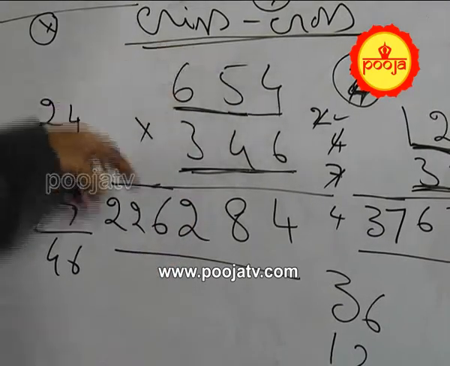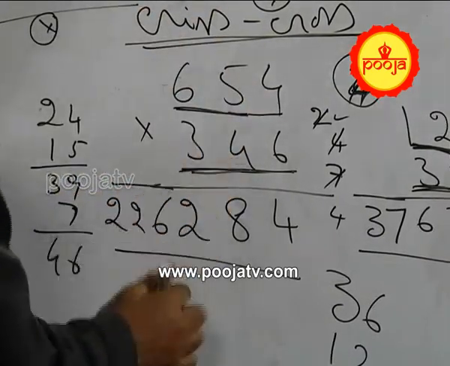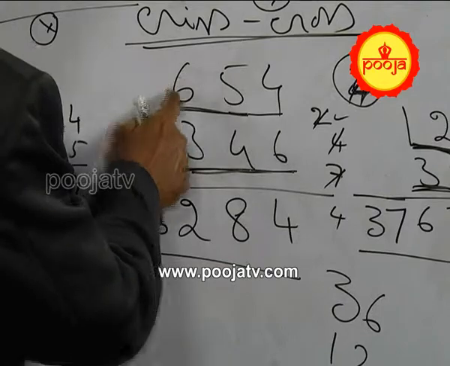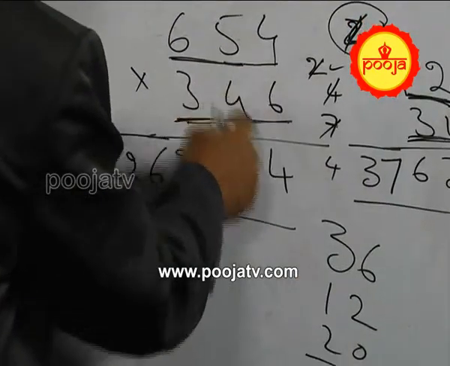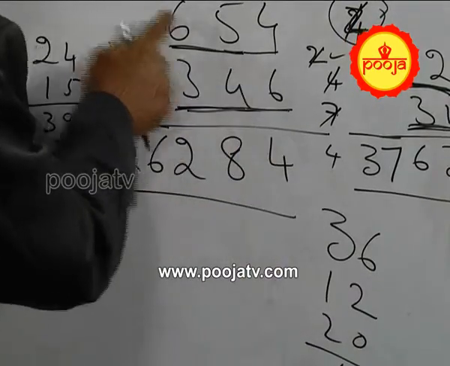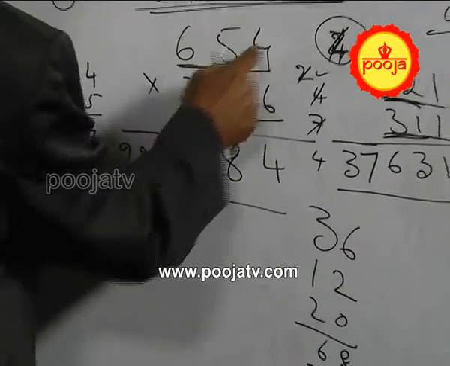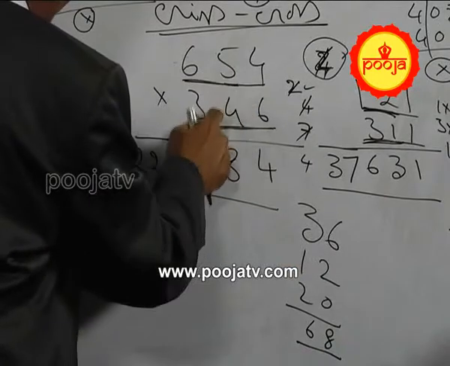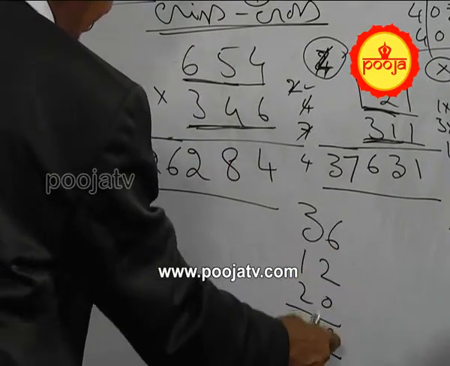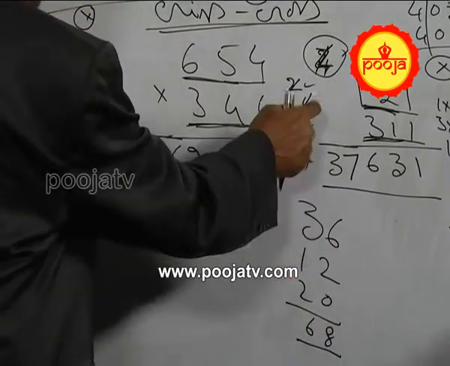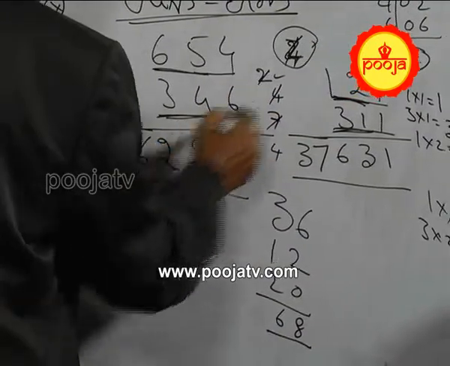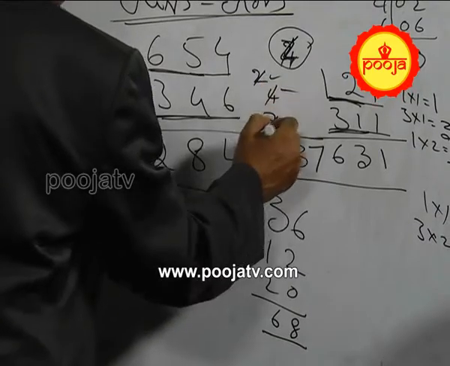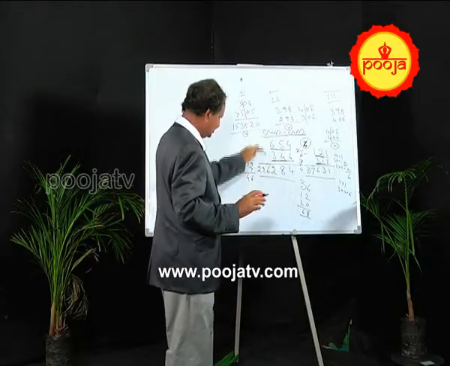Okay. Next, all the 3. All the 3 means 6 into 6, 36. 3 into 4 is 12, and 5 into 4 is 20. So, this is 68, and this 4 is outside. 68 plus 4, 72. So, 2 here, 7 is outside. So, all the 3 we have done.